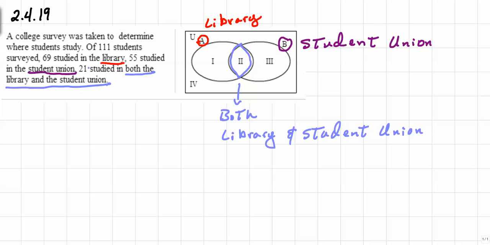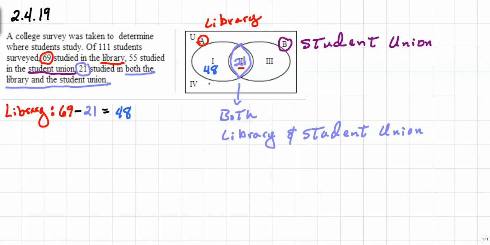And we're going to put the number 21 in there because 21 students study in both the library and the student union. Then we're going to go back and look at the library. And we notice that there were 69 students that studied in the library. But we've already accounted for 21 of the students, so this is going to be 69 minus 21. And remember, this is just for those students who study only in the library. So 69 minus 21 is going to be 48. And we're going to go ahead and put that 48 out here.